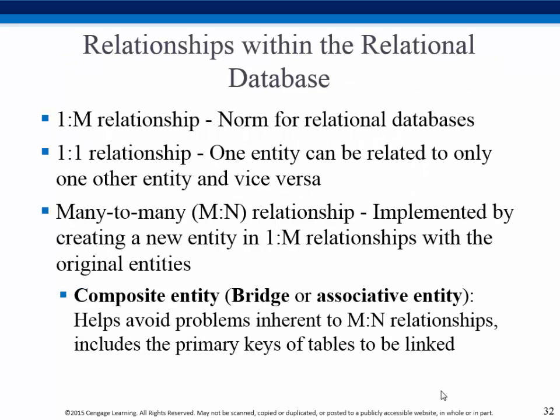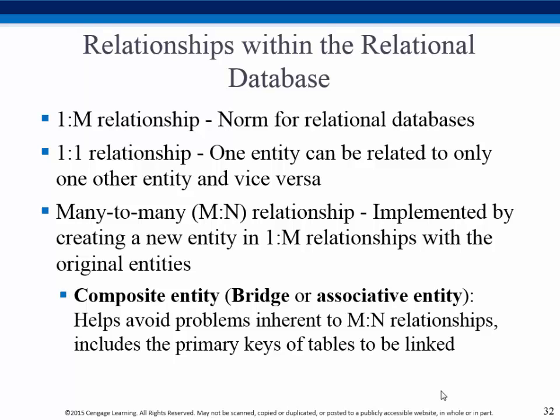Okay, it talks again about relationships within a relational database. You have one-to-one, one-to-many, and many-to-many relationships. The one-to-many relationship is the relational modeling ideal. Therefore, this relationship type should be the norm in any relational database design. One-to-one should be rare in any relational database. And many-to-many relationships cannot be implemented as such in the relational model. Later in this section, you will see how many-to-many relationships can be changed into one-to-many.